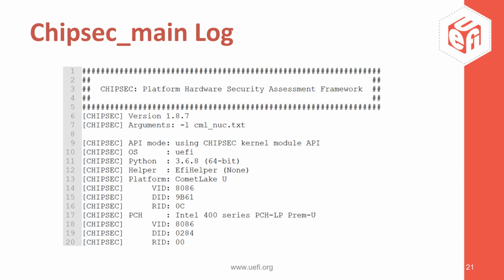Here we can see the top of the Chipsec main log. A couple highlights are the arguments on line 7. It'll show you which commands you used. The OS identification at line 10, as you can see, we're just using the UEFI shell and not an actual OS. Chipsec also provides platform identification and PCH identification.